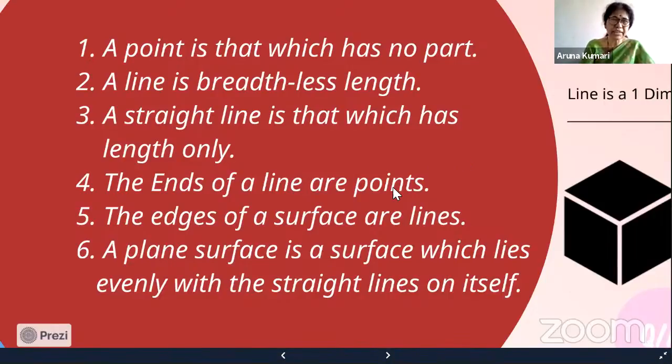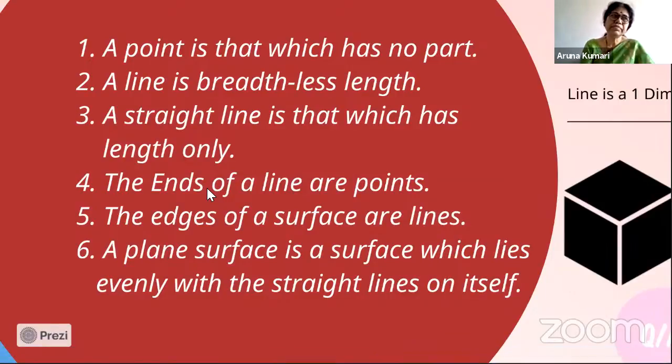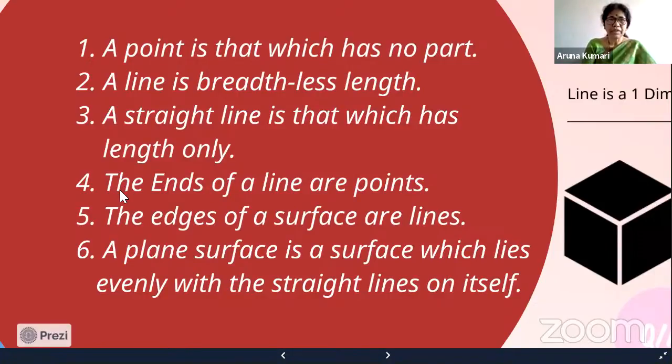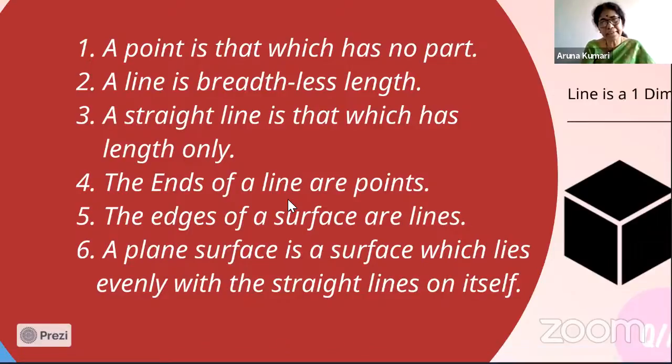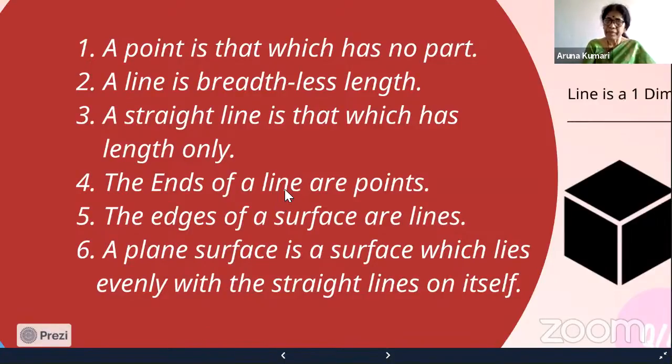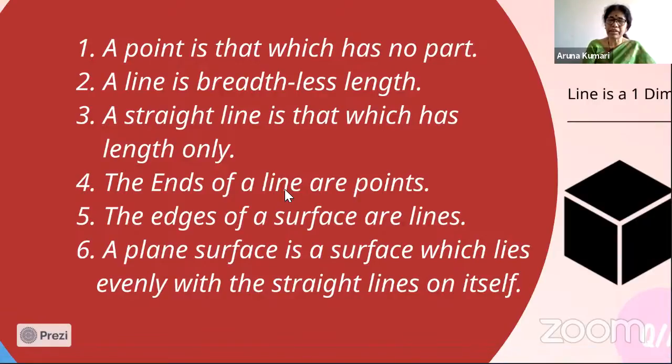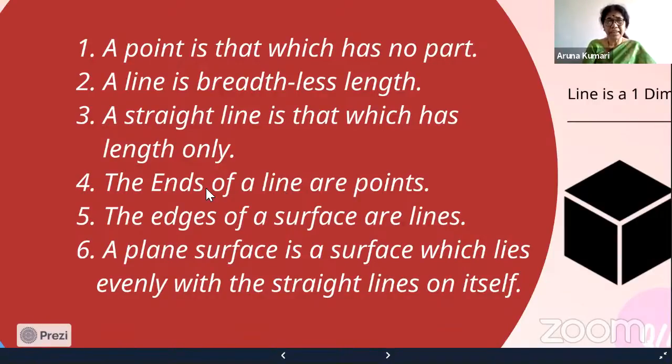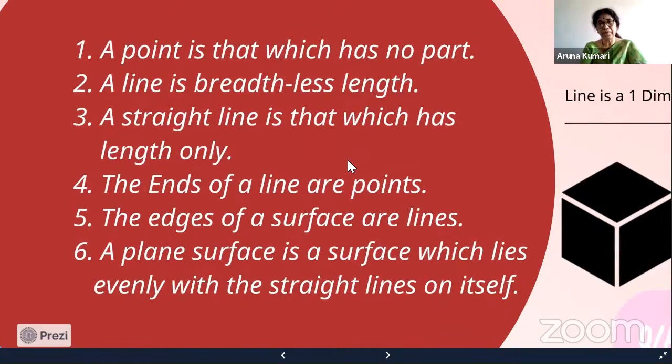This is our revision class. Once again, I am reviewing the points which we have already studied. So next one. The ends of a line are points. Here again it is said to be line. Line means it may be either curved or straight. Anything you can take. You can take curved line or straight line. But the ends should be points. You know this, I think. Whatever it may be, the curved line or straight line, the ends will be points. Okay.